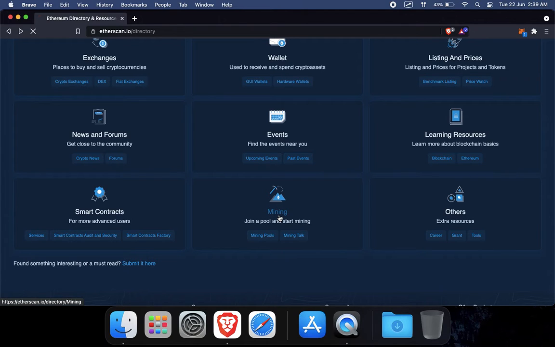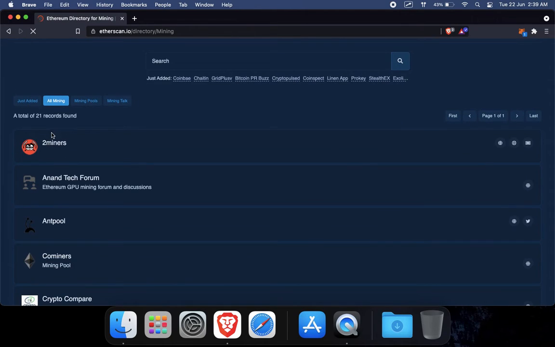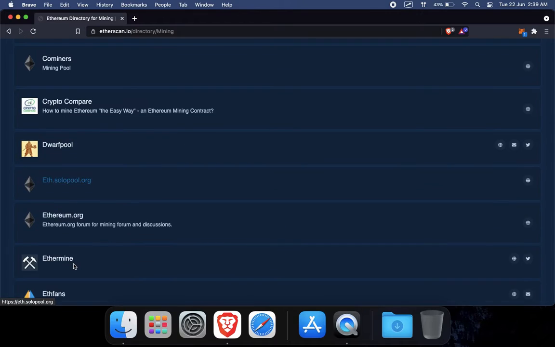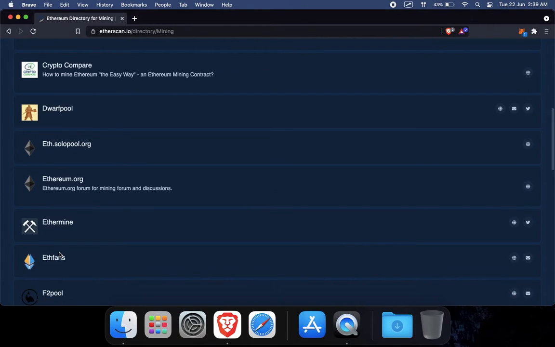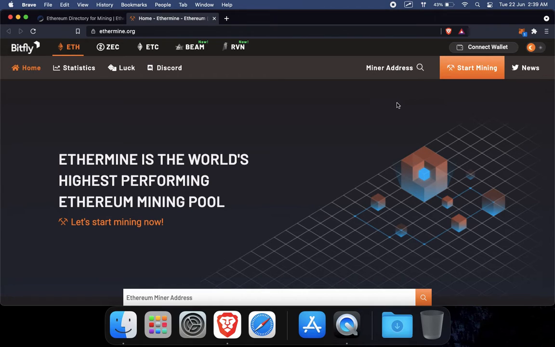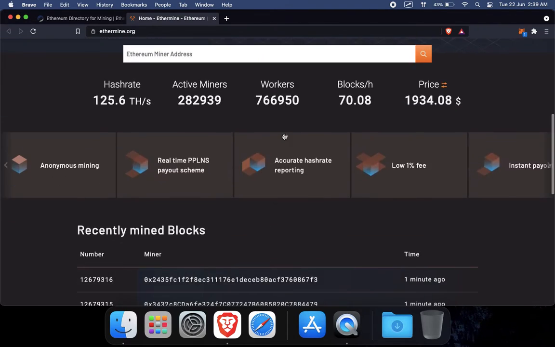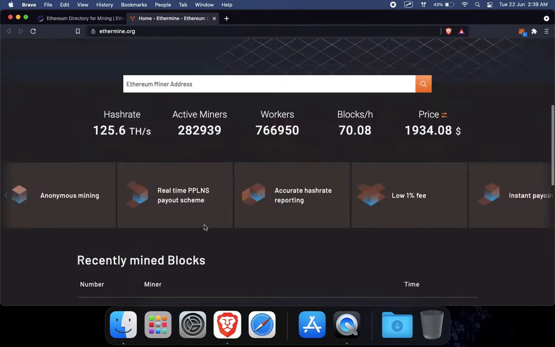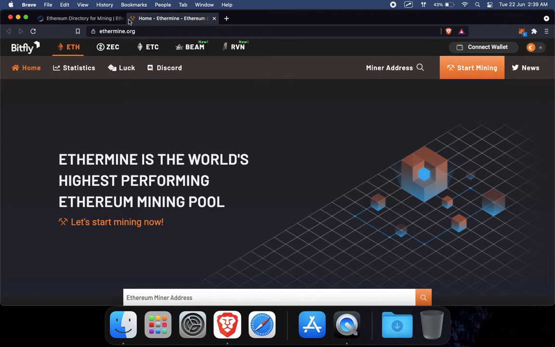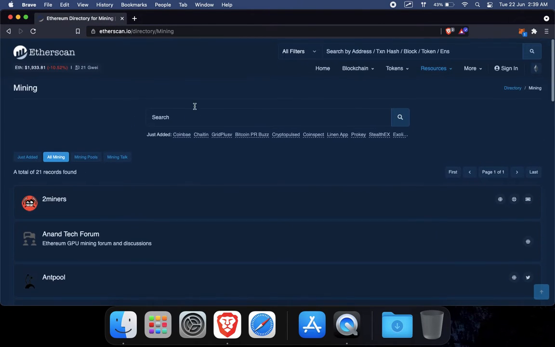Mining, how do you join a pool and start mining? So that's pretty useful, right? 2Miners, coin miners, Ant pool, I've heard of that one. So Ethermine was the biggest mining pool that we saw. Start mining, you can connect your wallet, and I believe you just connect your computer to it, and I believe they settle it for you. I think it's cloud mining, but I could be wrong. I don't do mining myself, so I can't really comment too much on that.